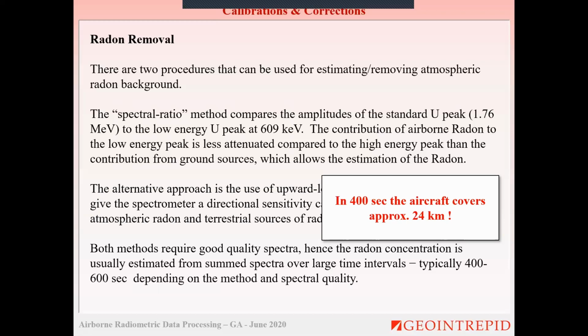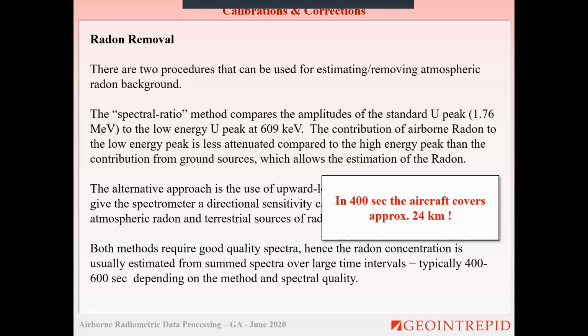The same goes for the assumption that atmospheric radon is a cloud around the aircraft. It may be below the aircraft, it may be above the aircraft. So radon removal is basically a never-ending story, and if there is a lot of radon, you struggle to actually remove it. Low-lying radon, which very frequently occurs in the early mornings, in small depressions where radon accumulates from the ground, we cannot remove it all.